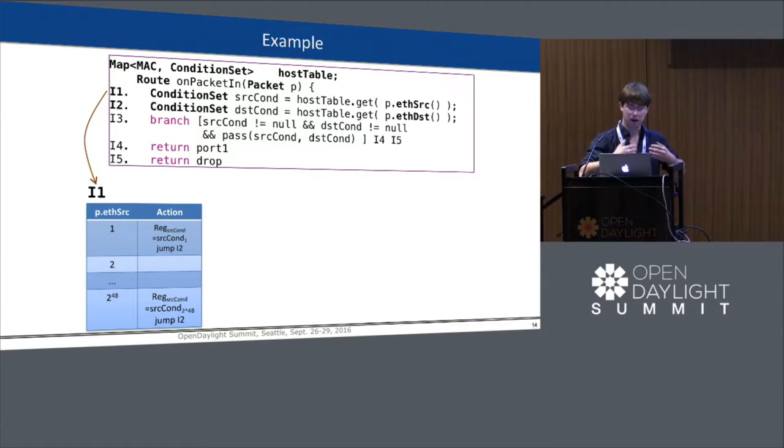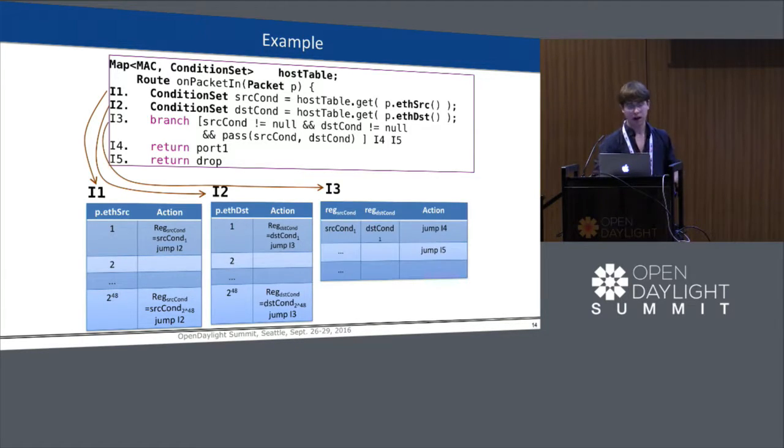Once we've turned our policy into a set of instructions, we can then actually lay out these instructions as tables. Table number 1 takes all possible Ethernet sources and turns them into source conditions. Table 2 takes all possible packet destinations and turns them into destination conditions. Table 3 takes every single permutation of these conditions and maps that to a jump to a different table, and so on and so forth.